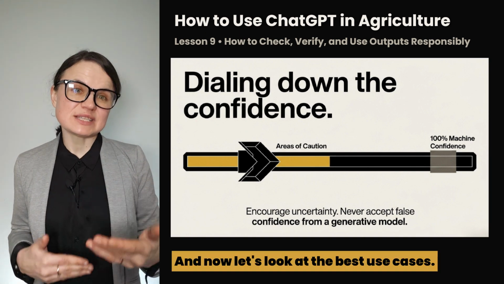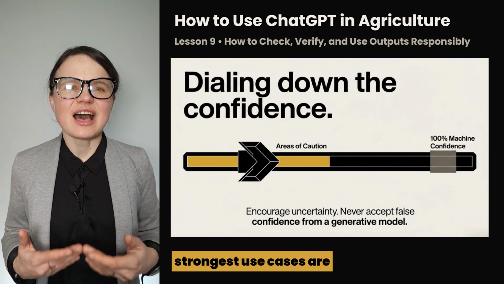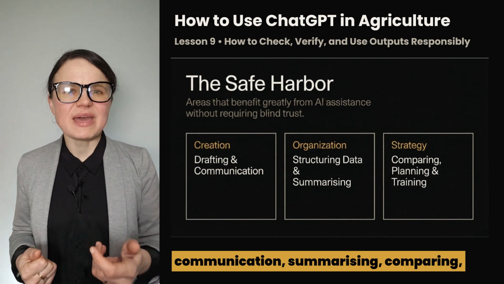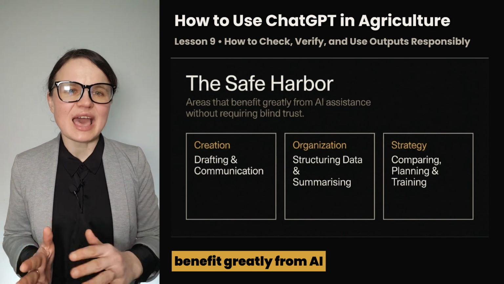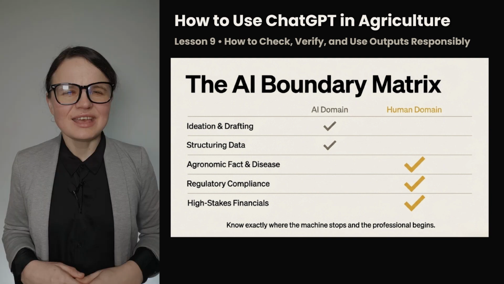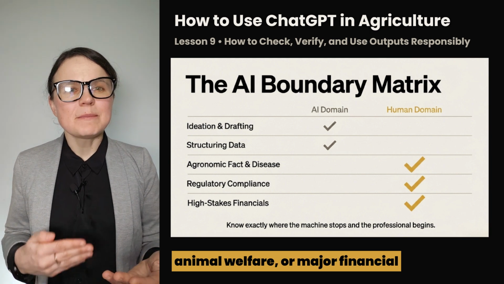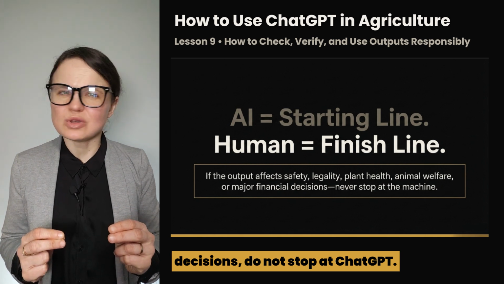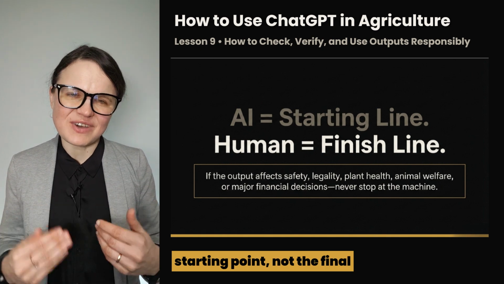And now let's look at the best use cases. The safest and the strongest use cases are drafting, structuring, training, communication, summarizing, comparing, and planning. Those areas benefit greatly from AI assistance without requiring blind trust. If the output affects safety, legality, compliance, plant health, animal welfare, or major financial decisions, do not stop at ChatGPT. Use it as a starting point, not the final checkpoint.